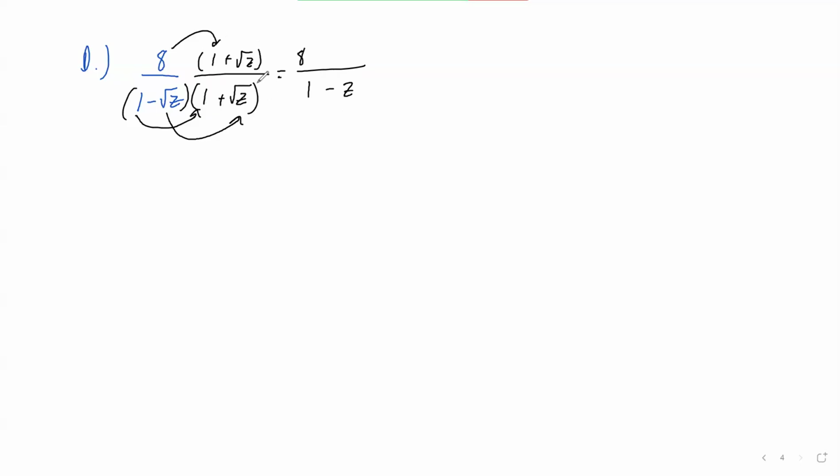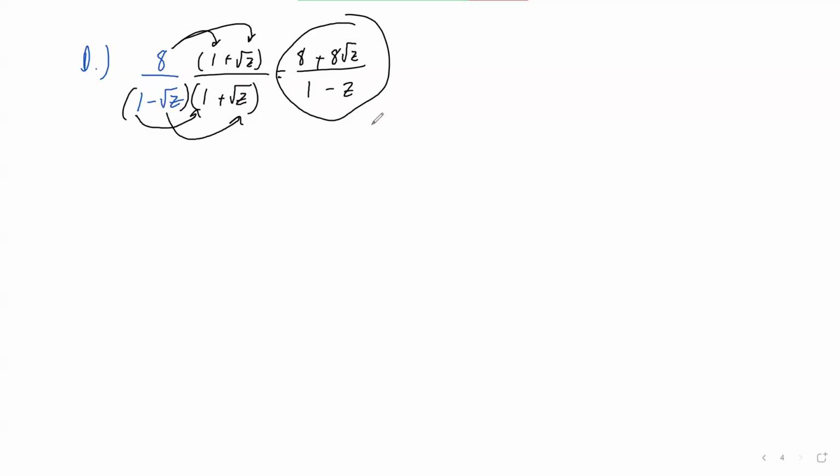Okay. Very good. There you go. Take it in. When I distribute it here, so 8 times 1 is 8, and then 8 times square root of z is 8 square root of z.